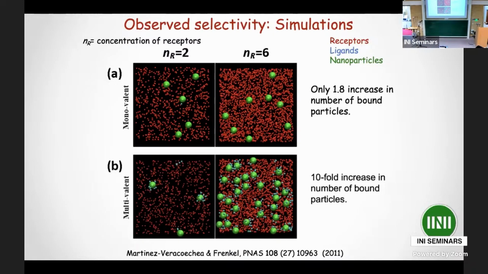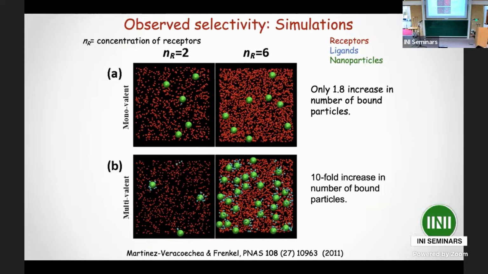So a simple recap of what they saw is you compare surfaces with density of receptors, let's say 2 and 6, so a factor of 3 difference in number of receptors, and then you take the best monovalent case and compare the coverage in the first and the second case. It's only a 1.8 increase in number of bound particles, while if you take multivalent particles with 10 possible bonds, then you see a 10-fold increase.